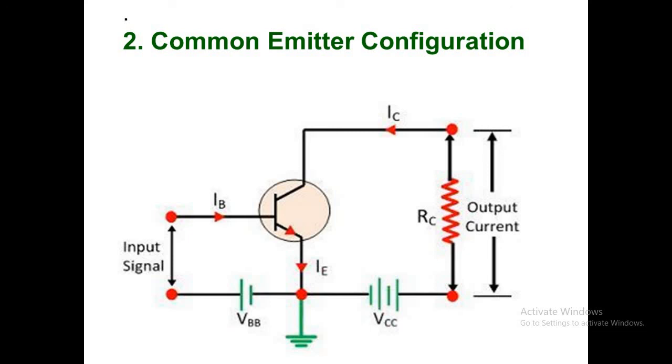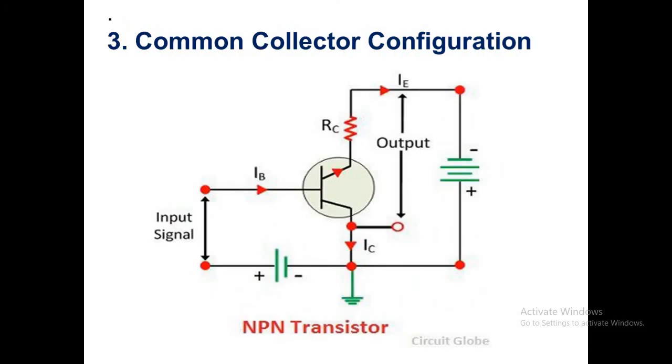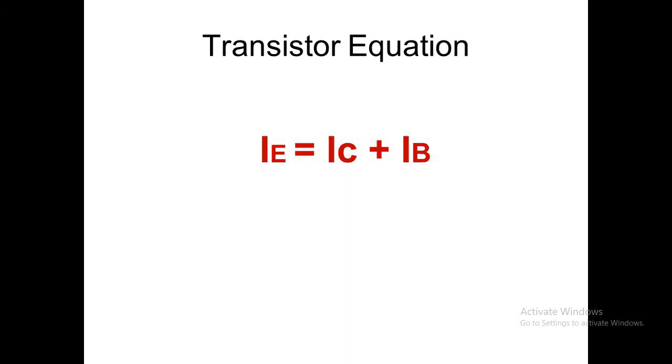Another case, the third one, common collector configuration. From the name itself, it means that the collector is common to both input and output. But whether we are giving input to the emitter or to the base is the question. Here we are giving the input to the base and output is taken across the emitter and collector. The collector is common to input and output. These three are the configurations of the transistor: common base, common emitter and common collector. And in all these cases, this transistor equation is true. So that's all about the basics of transistors for now.